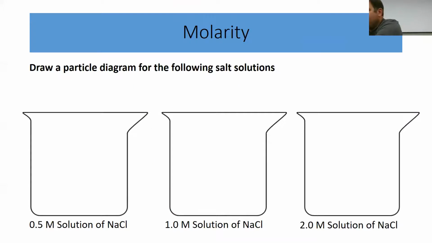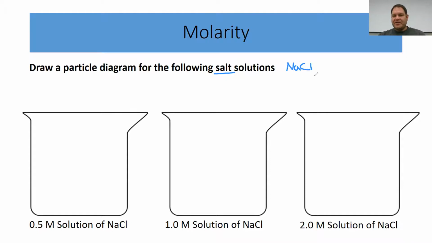So now what we've got is some solutions that we want to make particle diagrams out of. I'm going to do my best at drawing here, and hopefully your drawings look a little better than mine. We're going to do a salt solution, so we're putting in sodium chloride, much like what we saw with our particle diagram before.